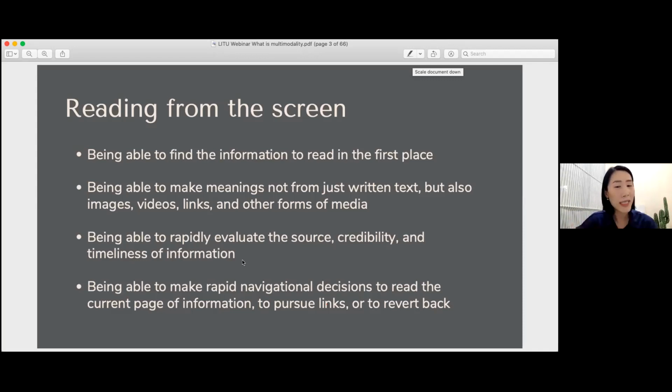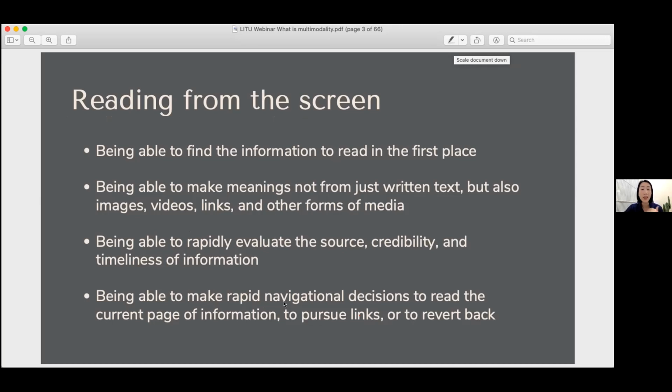And last but not least, when you read online, it's not as linear as when you read a print paper, right? You have to be able to make rapid navigational decisions, right? Are you going to read this current page? Are you going to click on another link and go to another page, or revert back or something like that? So there is a lot of non-linear style of reading involved with reading on the screen.